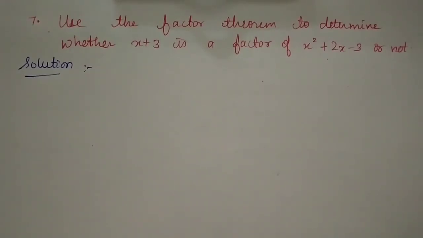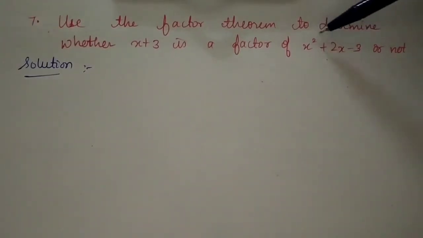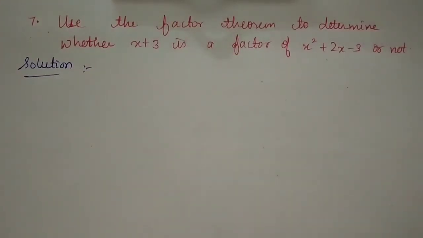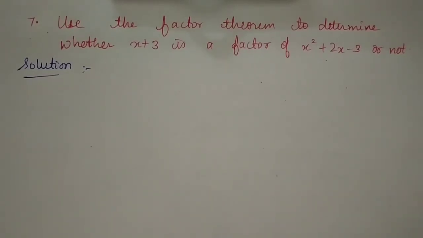Similarly, in this chapter also, we have polynomials and we are finding out the factors of the polynomials. So here a polynomial is given to you, x square plus 2x minus 3. You have to find out whether x plus 3 is a factor of this, that means whether x square plus 2x minus 3 comes in x plus 3's table. When you multiply it with something, whether you get that answer or not. So when you are asked such a question, use the factor theorem to determine whether x plus 3 is a factor or not.